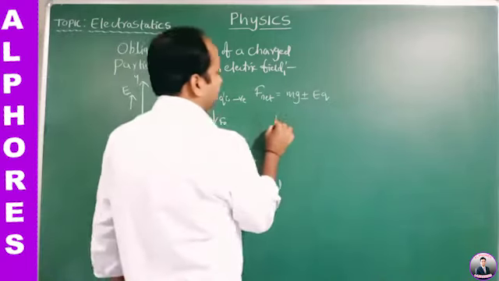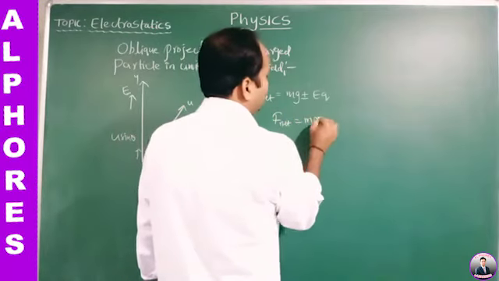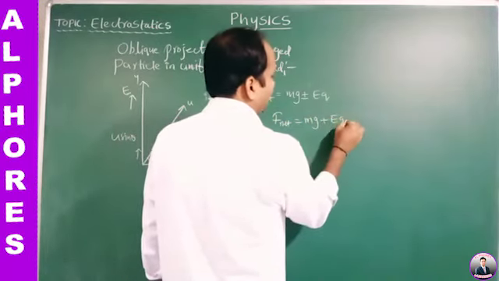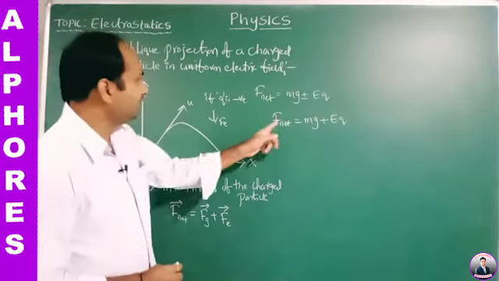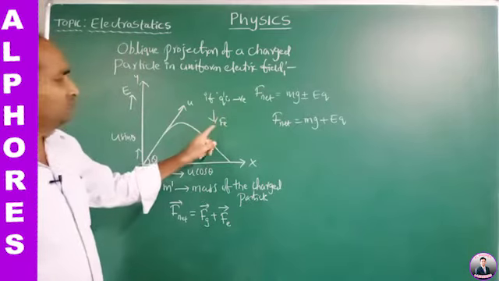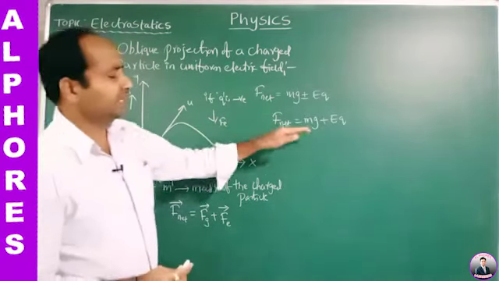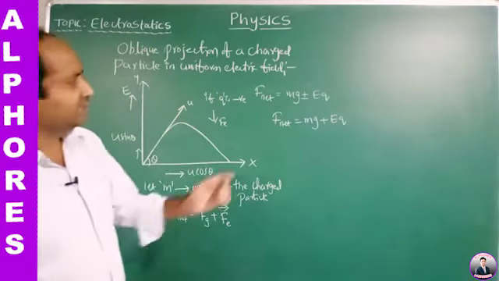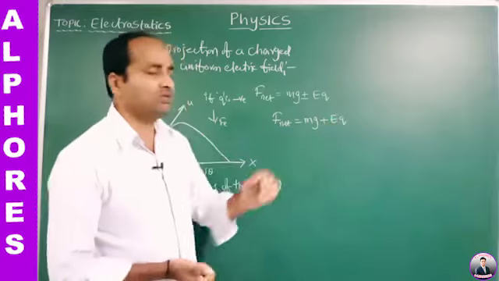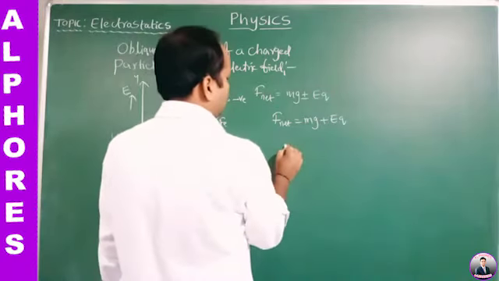In such a condition, the net force is equal to mg plus Eq. When the charge is negative, the electric force acts downwards. The gravitational force and electric force are in the same direction. Then we may write F net is equal to mg plus Eq.